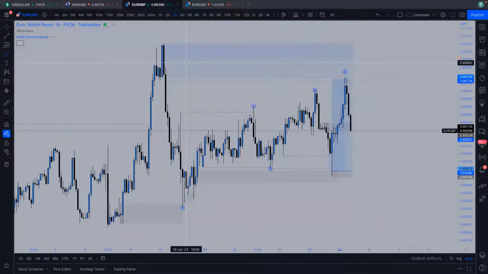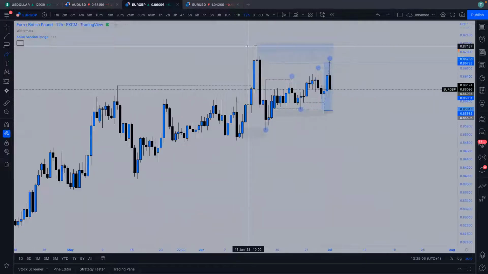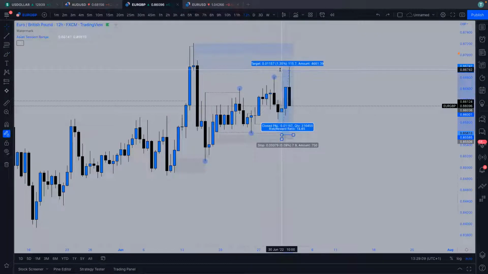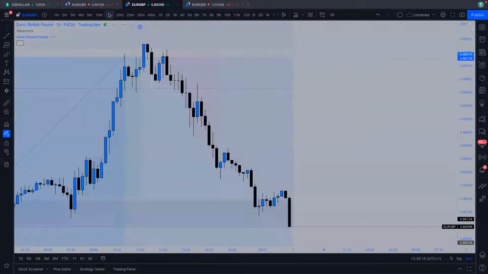So my overall target was this 3 hourly. I was actually going off this 12-hour imbalance, so my target wasn't there. My target was here, and you can see we had a super nice strong reaction from that point.